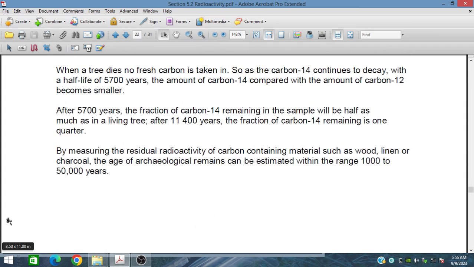By measuring the radioactivity of carbon-containing materials such as wood, linen, or charcoal, the age of archaeological remains can be estimated within a certain range of years.